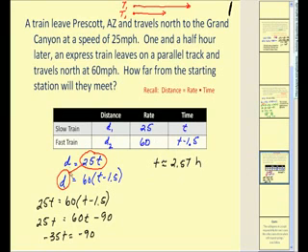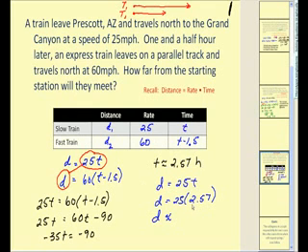So to find the distance, we have to pick one of these equations and replace t with 2.57. Let's go ahead and use the first equation. Multiplying here, we're going to get approximately 64.25 miles. So after 64.25 miles, these trains will be in the same position at the same time.